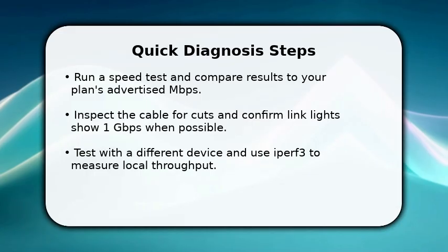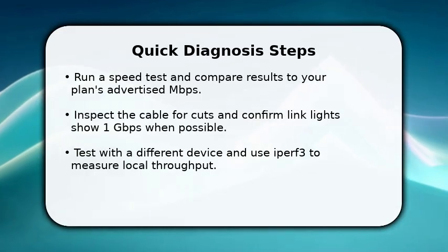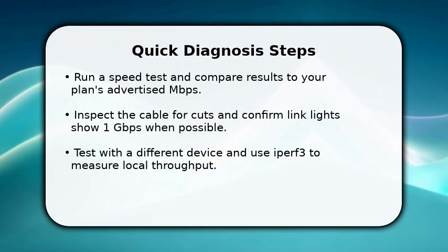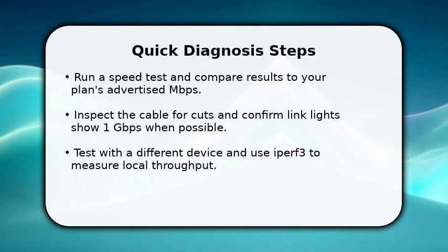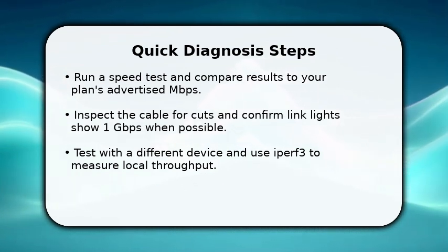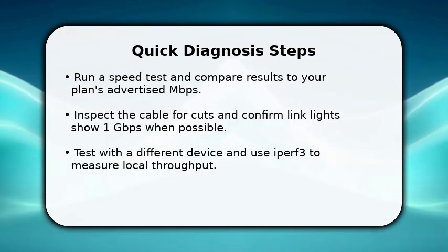Confirm link lights on both NIC and switch show 1 Gbps or 100 Mbps green indicators. Test the same port with a different laptop to isolate device issues. Note whether wireless devices show similar slowness for broader network context.